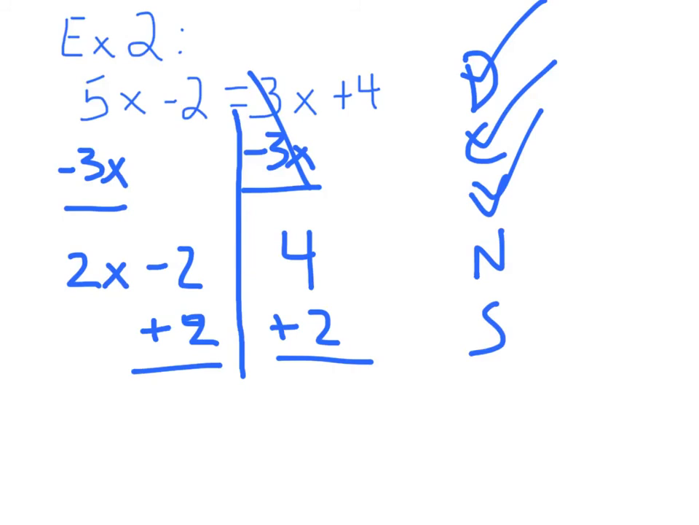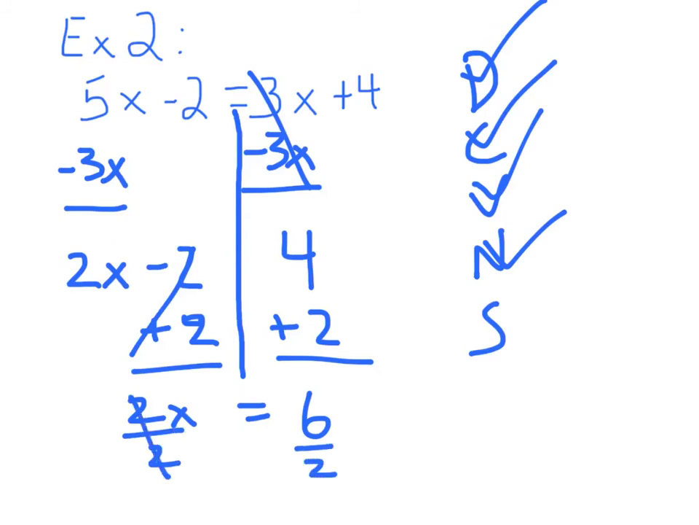Negative 2 and a positive 2, they cancel out. 4 plus 2 is 6. So I see 2x equals 6. So I put my numbers on the right. And now I need to simplify. Last step, get rid of the 2. How do I get rid of the 2? Divide both sides by 2, and we find out that x equals 3.